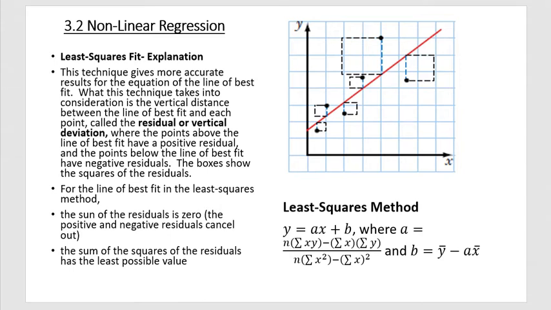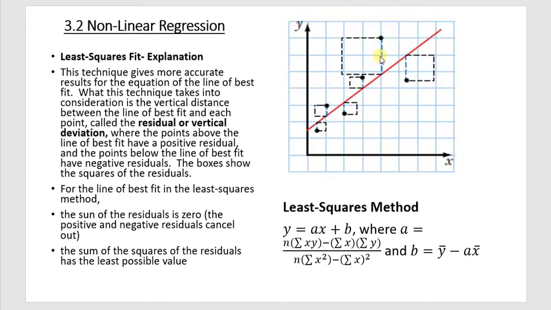So what we use in this case is the least squares fit. This is a method where we find a line of best fit, and we take the vertical distance, up or down, between the line of best fit and each point, and we square it. Each of these distances is called the residual or the vertical deviation.